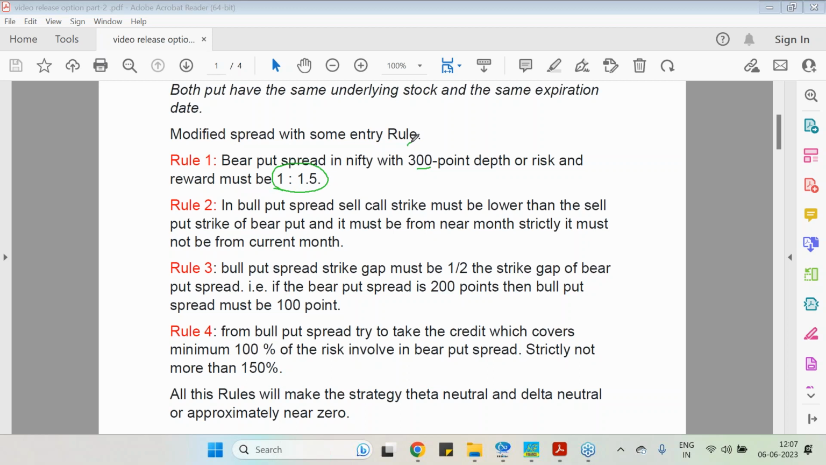So I said that you have to take a 200 point depth. Any depth you can take, but 1:1 risk reward will be there in the bear put spread. Now it is 1:1.5. Normally the uptrend is seen as a longer stretch, meaning the uptrend will continue slowly and steadily for a longer period of time.